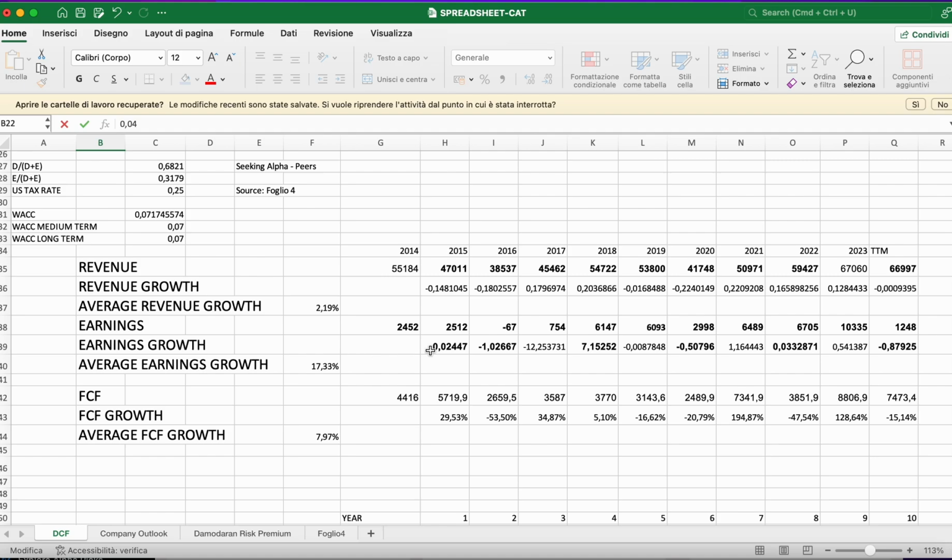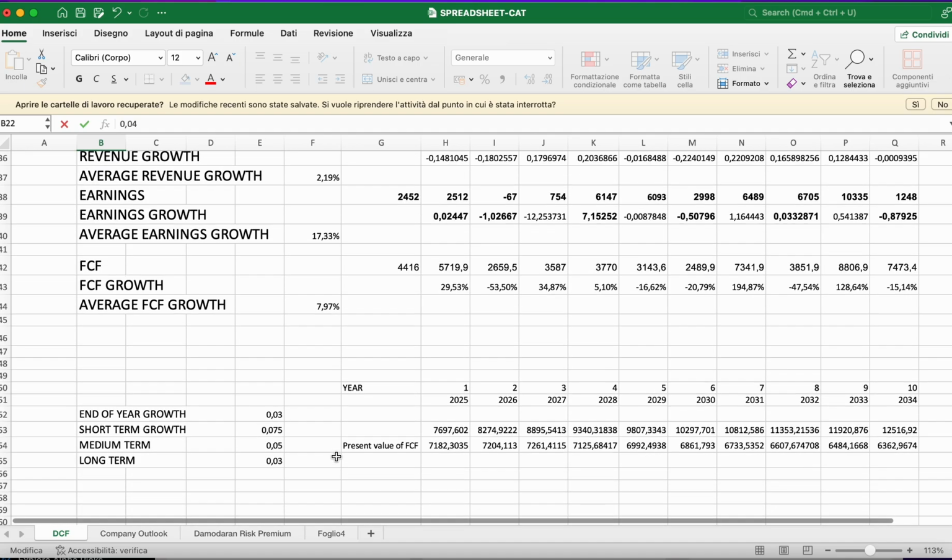Then we have the earnings. They have done pretty well on the earnings. They have probably increased the margin very much. And here we see the free cash flow growth. And yeah, they were able to grow the free cash flow as well at a pretty sustainable and steady pace.